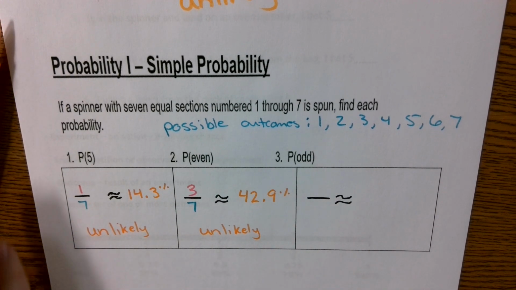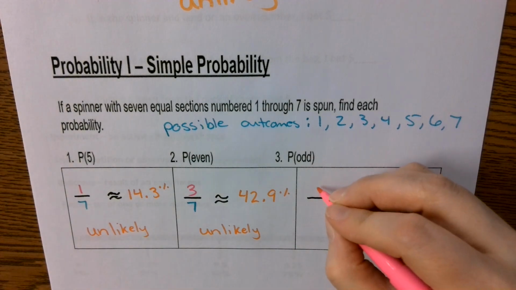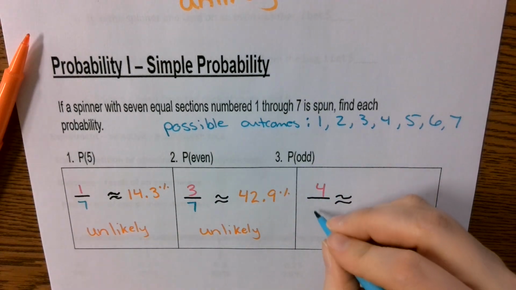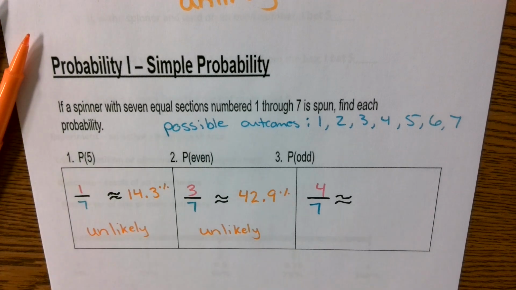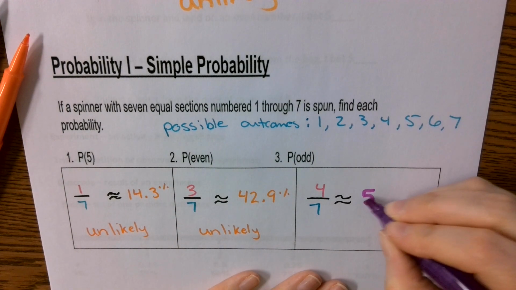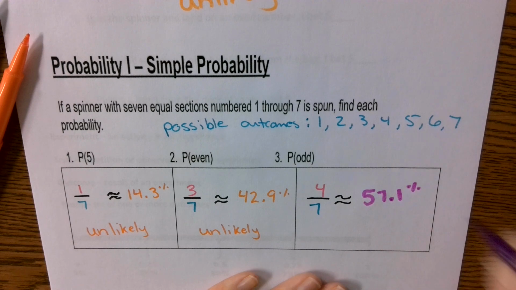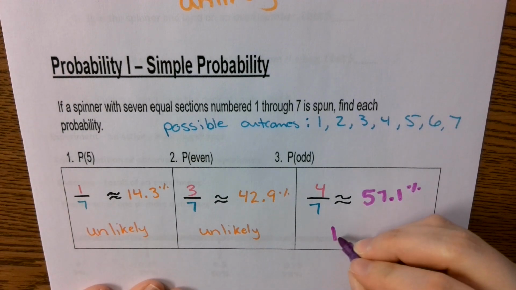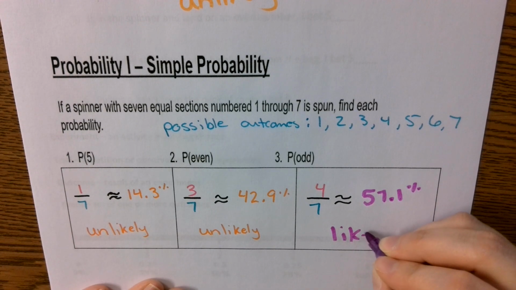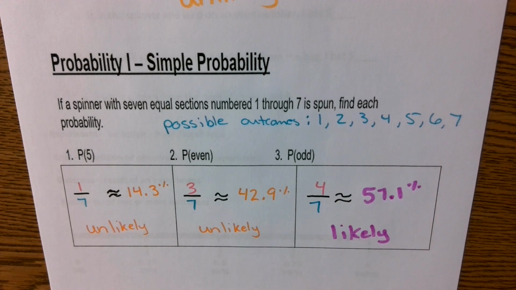All right, odd numbers. How many odd numbers? 4 out of 7. So if we do 4 divided by 7, and then, to change it to a percent, you multiply by 100, we would get about 57.1%, and that is equally likely. No, likely. Equally likely means it has to be exactly 50%. This is not exactly 50%. Okay? This is just likely. Slightly likely.